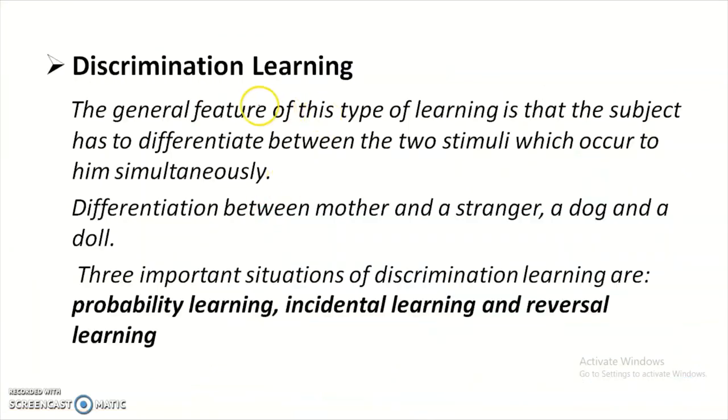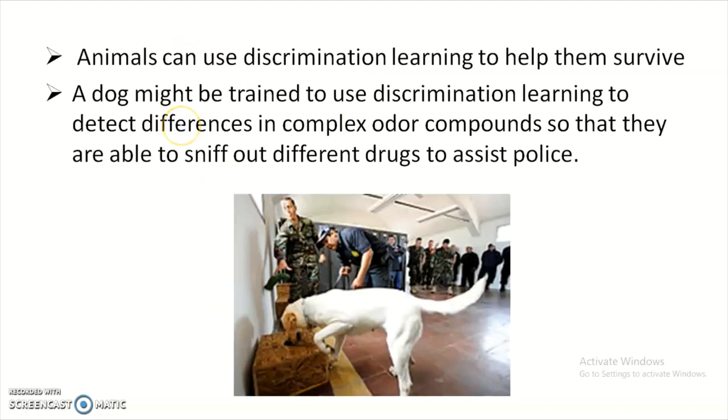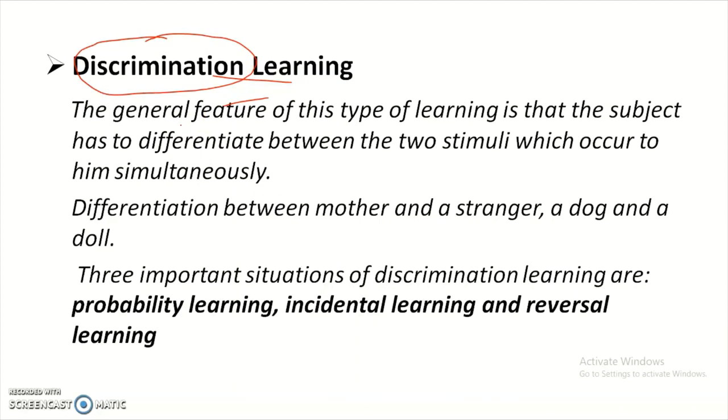And the next one is discrimination learning. Discrimination is nothing but differentiation, right? First of all, we'll see the definition and then I will explain what exactly it is. The general feature of this type of learning is that the subject has to differentiate between two stimuli, that means two situations which occur to him simultaneously. Whenever two situations happen simultaneously, we are able to discriminate which one is which, right?